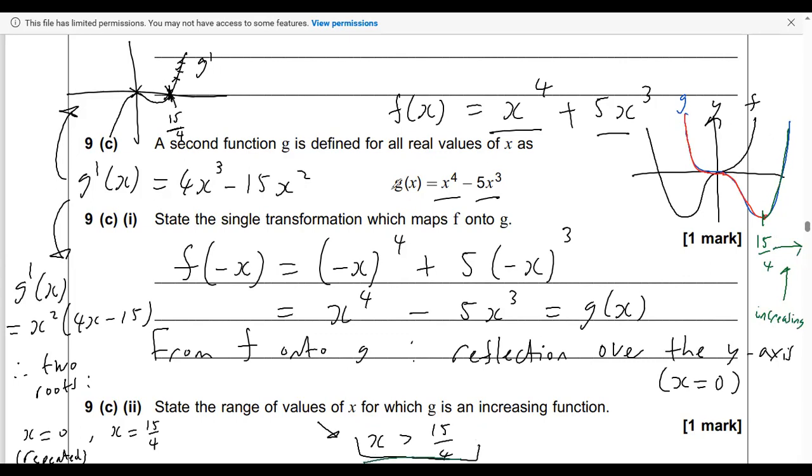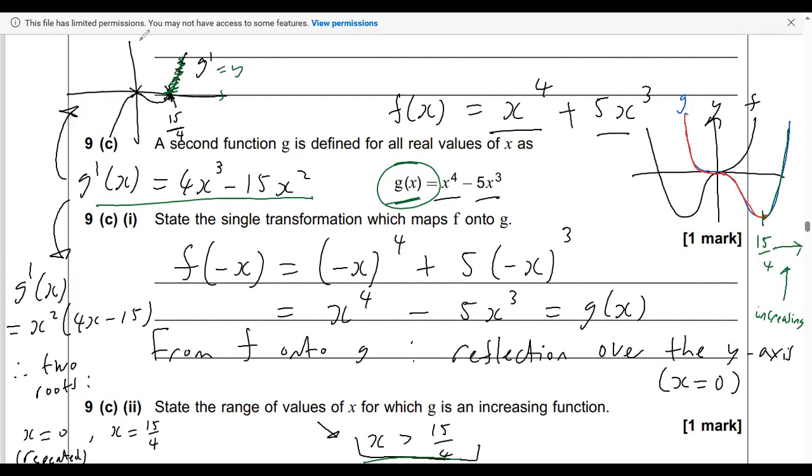So again, you can either look at the original graph of g, sketch g and say the gradient is positive when x is bigger than 15 over 4. Or you can calculate the derivative like we did here, sketch the derivative graph and say, right, where are my y coordinates bigger than the x-axis? Where are they above the x-axis? They're above the x-axis in this region here. So my gradient is positive when x is bigger than 15 over 4, because the graph y equals g dash has y coordinates bigger than 0 when x is bigger than 15 over 4. So that would be your solution to part CI.